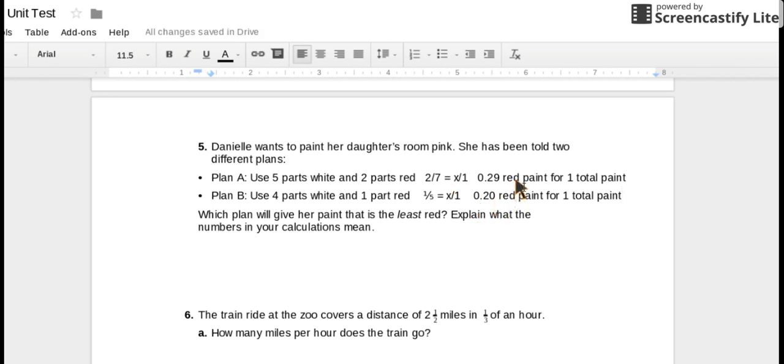Now this is a very easy unit rate to read. So if we were to make 1 total paint mixture, only 29 hundredths of it would be red. If we were to make 1 total paint mixture for plan B, only 20 hundredths part would be red. So if we compare the two, we can see that there is less red going into this mixture than the amount of red going into this mixture. And because they're asking for which plan will give her paint that is the least red, this will be your answer.